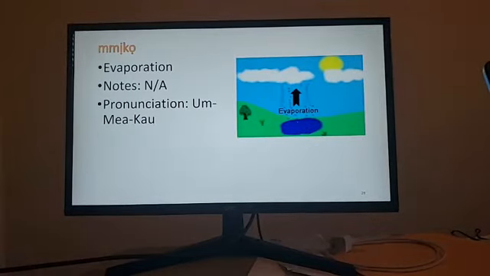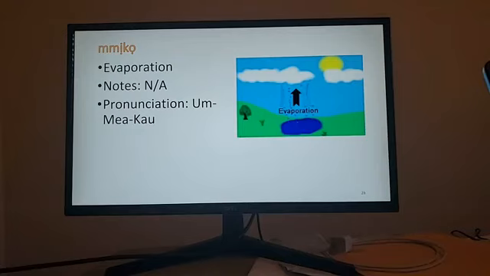All right, again, remember our topic is in relation to weather conditions. So to say evaporation in Igbo would be Um-Mea-Kau. Again, Um-Mea-Kau, evaporation. Now remember, I'm just going to pronounce things in English letters, but these letters are not pronounced this way in Igbo, just to keep it simple.